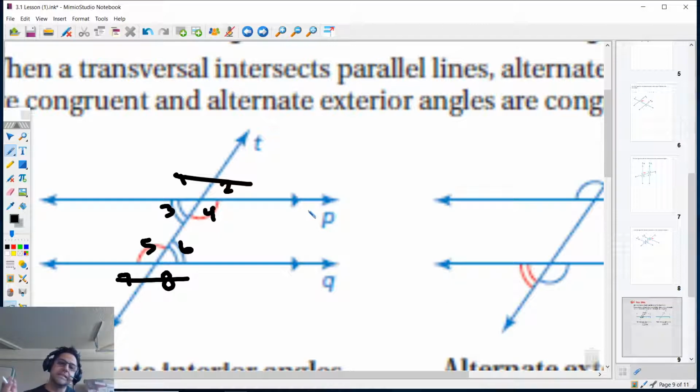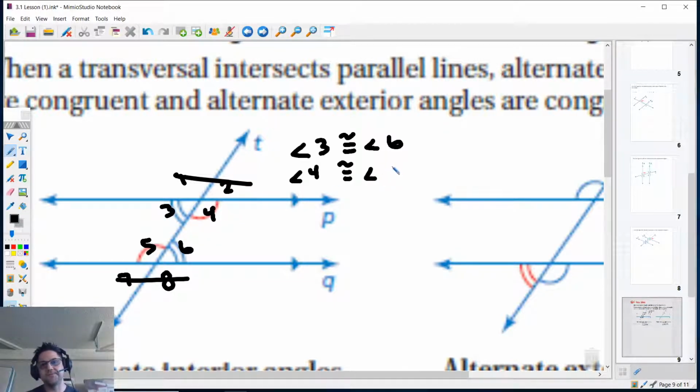Alternate means it's on the other side of the transversal. So if I'm looking at angle 3, the other side of the transversal would be 4 and 6, and it cannot be number 4 because that would be supplementary, which means the sum is 180. It would have to be 6. Alternate interior. So angle 3 is congruent to angle 6. Now angle 4, again, the alternate side, that would be 3 or 5 because it's on the other side of the transversal. We know it cannot be 3 due to the supplementary idea, so it's got to be angle 5.